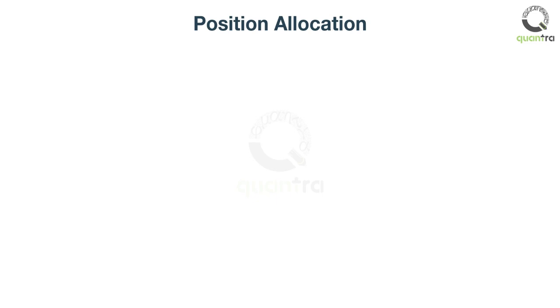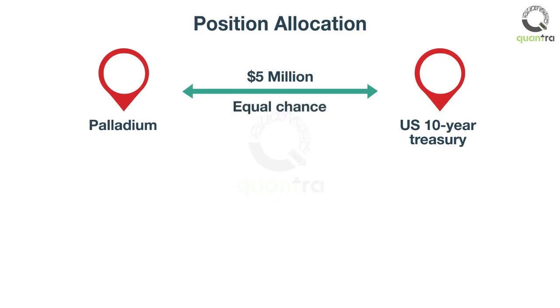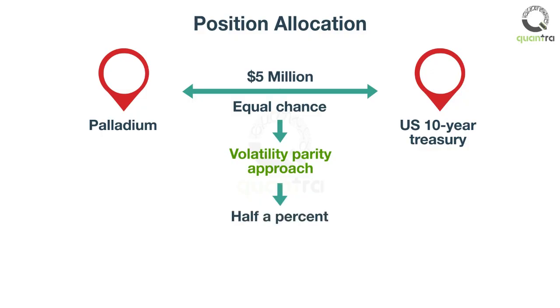Take a portfolio of a total value of $5 million. Now we want to buy two positions, one in palladium and one in the US 10-year treasury. We want the positions to have an equal chance to make a dent in the portfolio, so we'll use the volatility parity approach. First, we need to decide just how much each position should impact the portfolio on an average day. This is a rather arbitrary value and will reflect your risk preferences. In this example, we will set 0.5% as a target. That is, we want each position to move the portfolio by 0.5% each day, on average. We'll call this number, the 0.5%, the risk factor. 0.5% of 5 million is 25,000.